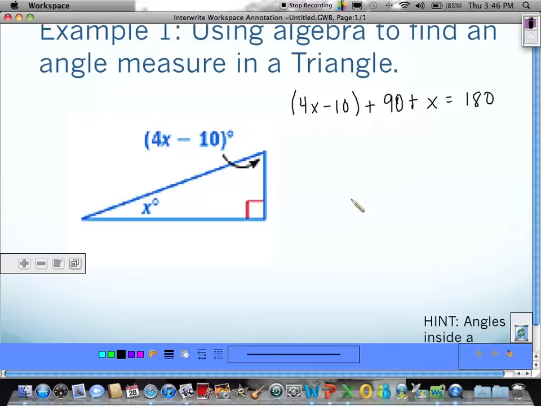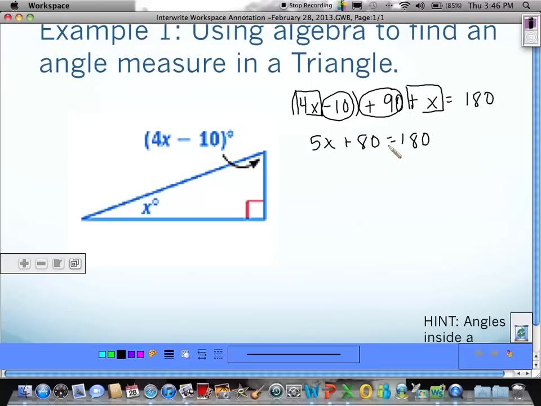Now, we can go through and combine like terms. There's nothing outside of this parentheses, so I can just leave everything how it is. So I have 4x and a positive x will give me 5x. I have a negative 10 and a positive 90 that will give me a positive 80 equals 180. Now I just have a two-step equation.